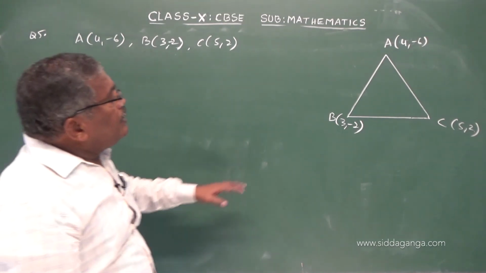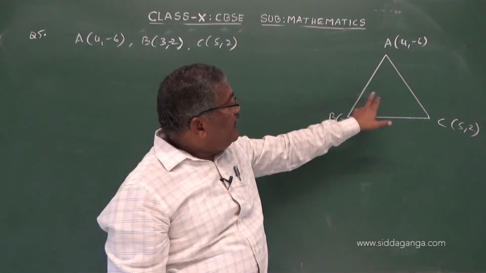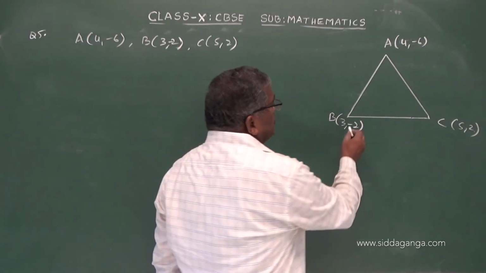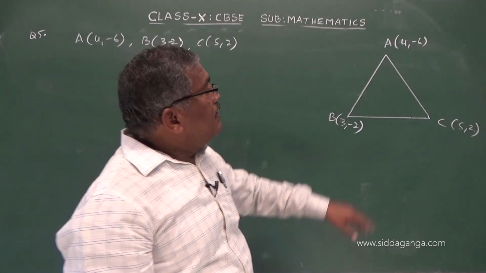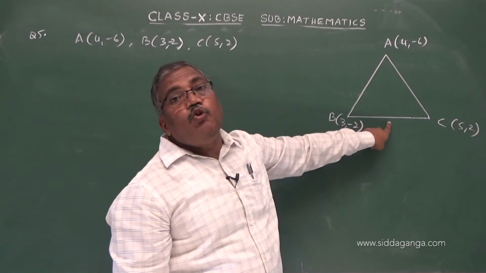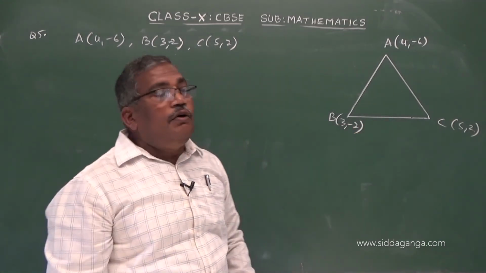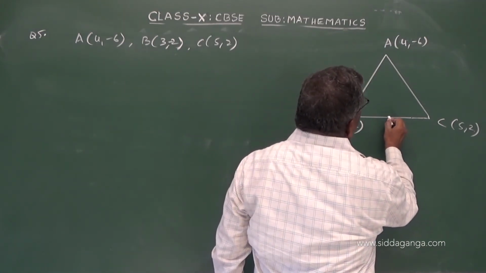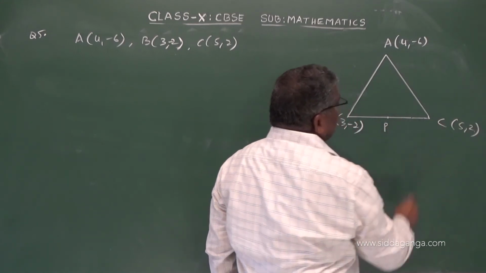So now the question is, we have to prove that a median drawn in this triangle divides the triangle into two equal parts. A median is a line joining a vertex to the midpoint of the opposite side. So we have to find the midpoint of BC. Let P be the midpoint of BC.